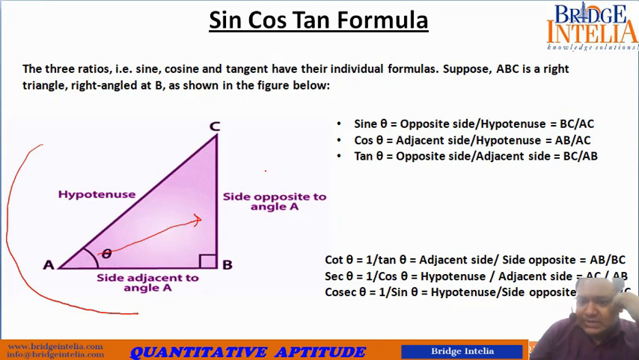In our case, that is BC, the opposite side, divided by the hypotenuse, AC. Similarly, cos theta is equal to adjacent side by hypotenuse. Adjacent side means the side that contains this angle theta. One side is the hypotenuse itself, which is AC, and the other adjacent side is AB. So cos theta comes out to be AB upon AC. Similarly, tan theta is equal to the opposite side, BC, by the adjacent side, AB.